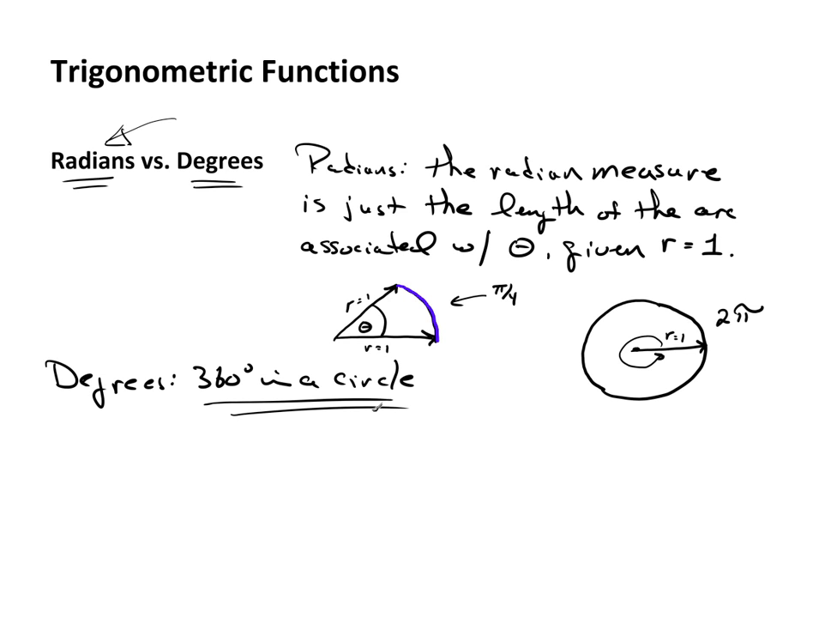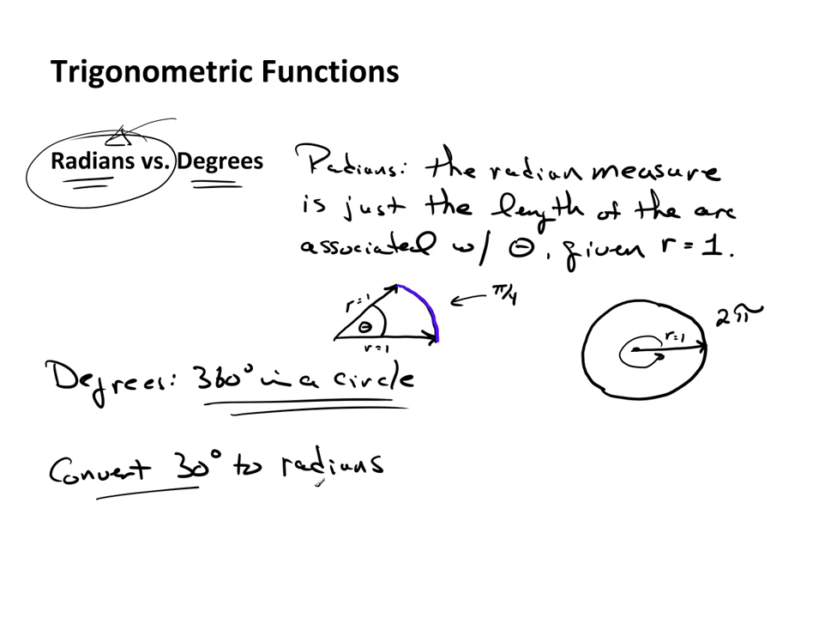But again, I said earlier that we will almost always be working in radians. Every now and then we'll pop in degrees, but you really need to understand radians. Now, we can easily convert back and forth. So let's just do a quick conversion here. Let's convert 30 degrees to radians. And again, this is just a quick refresher.